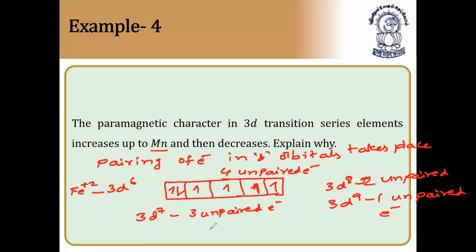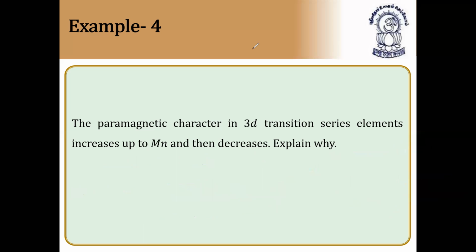Because if you see for iron, mu is equal to root of 4 into 4 plus 2, so it becomes root 24, which is approximately 3.87. So it is less than manganese because manganese is 4.87 or 4.90. So this is the reason. Next question.